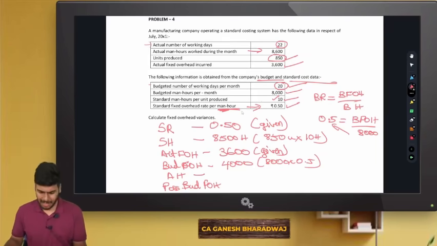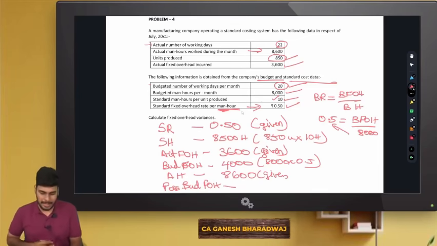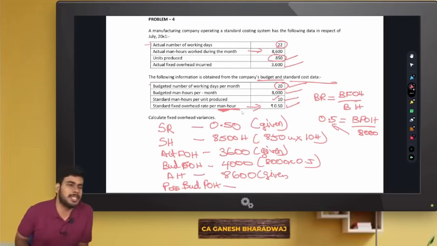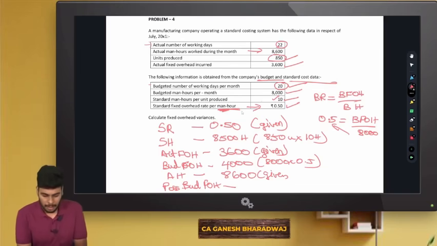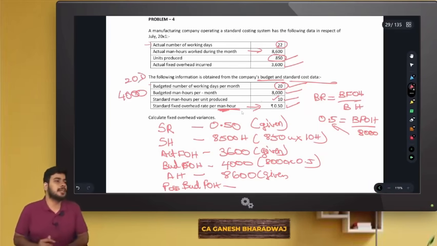Actual hours, generosity only. 8,600. Yes, given. And then now let's come to possible budgeted fixed overheads. What is this possible budgeted fixed overheads? Now, I had planned to incur 4,000 rupees of budget overheads, correct? This is my budget overheads, for a period of 20 days, correct or not?